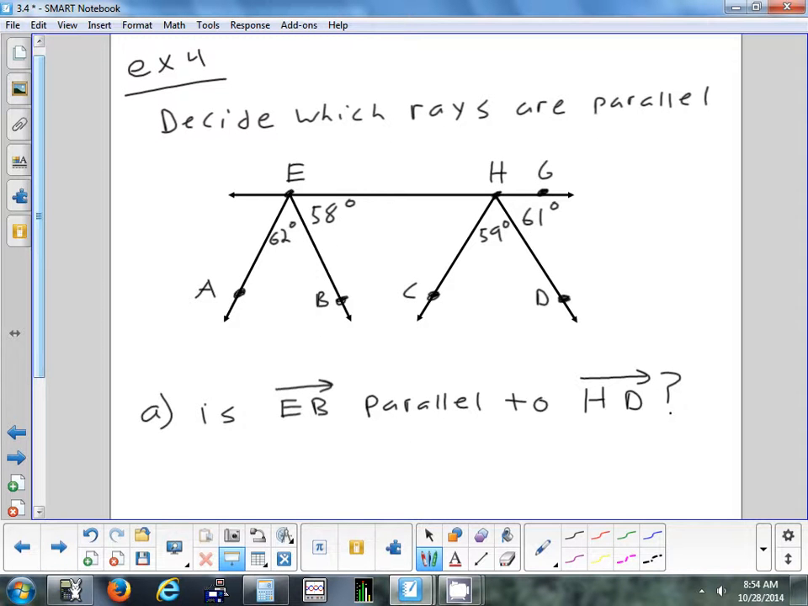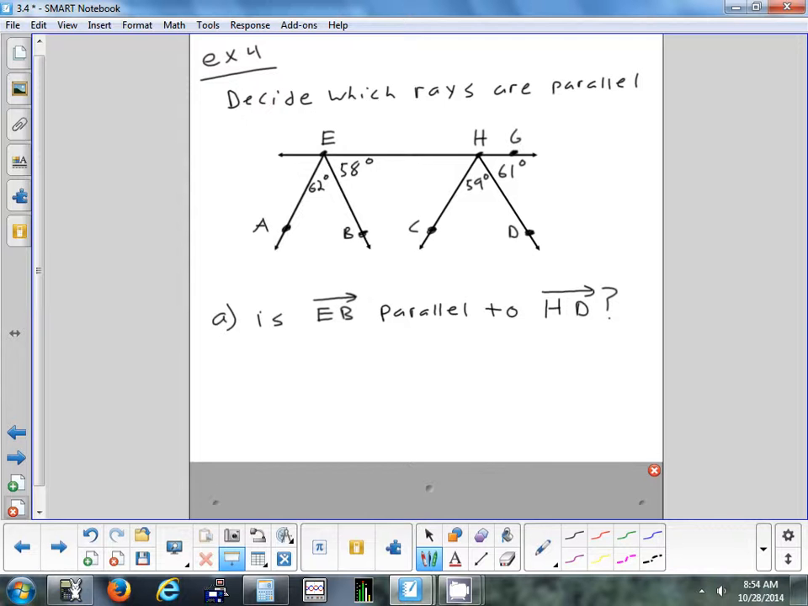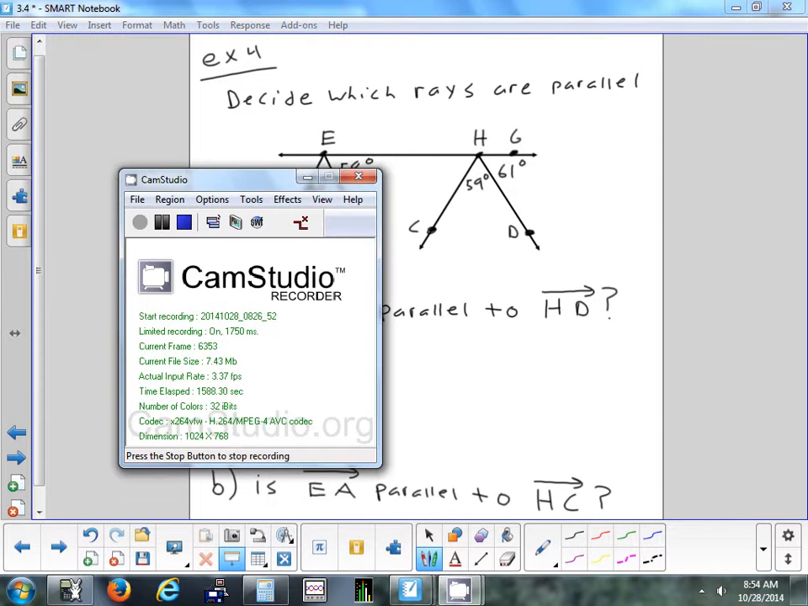Okay, so why don't you try example 4 on your own. It says decide which rays are parallel. So you have ray EA, EB, HC, and HD. All right, and I want to look at a couple things. First, I want to know if EB and HD are parallel, and then take a look at EA and HC. Take a minute, 2 minutes, and try that one.